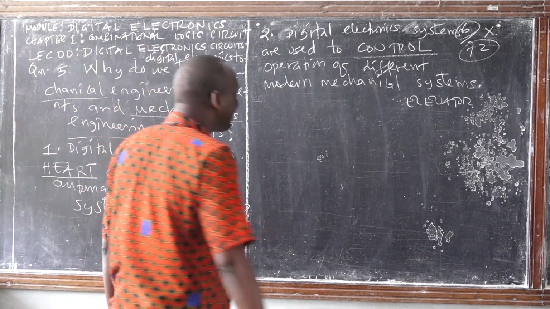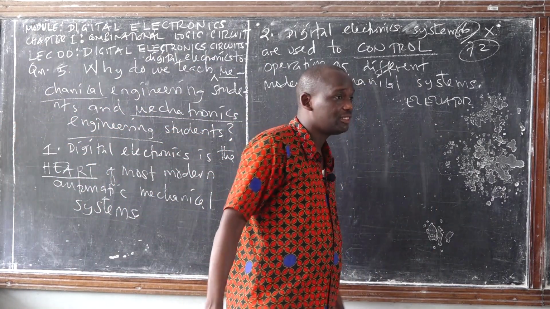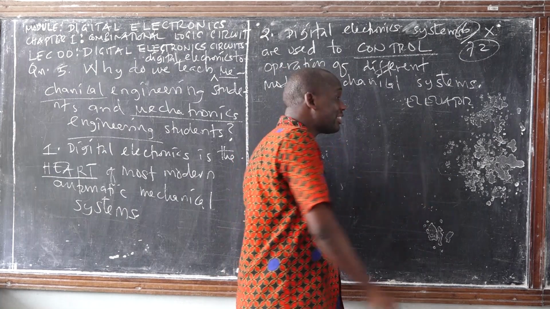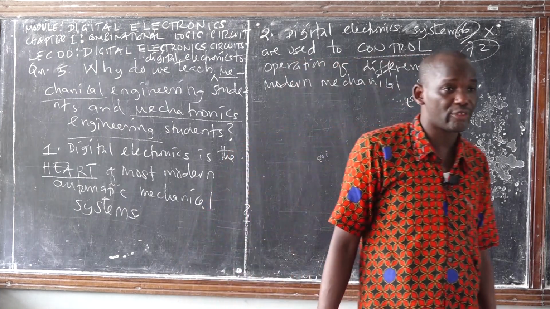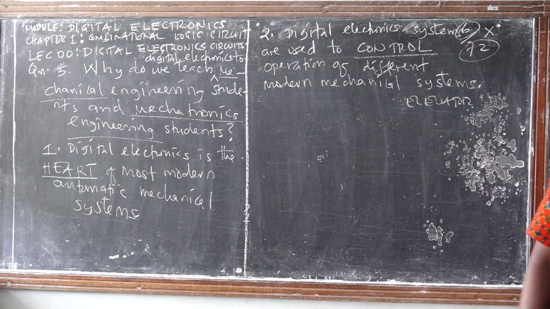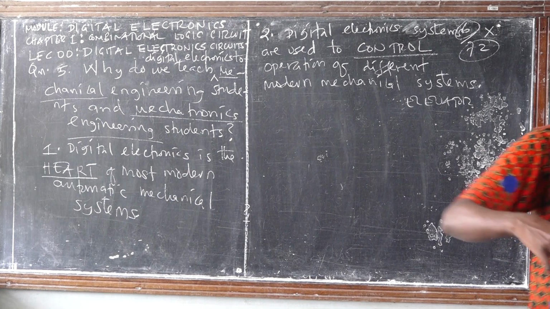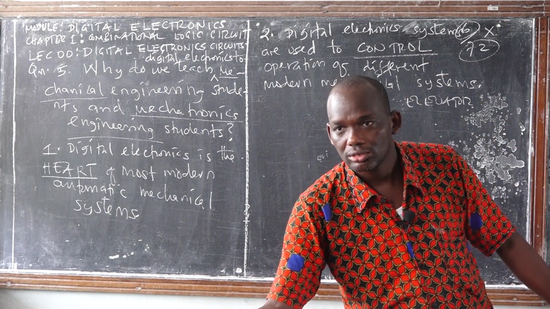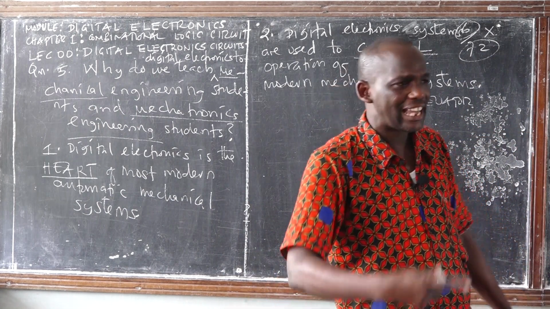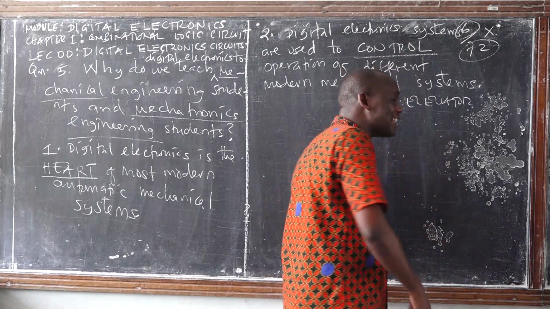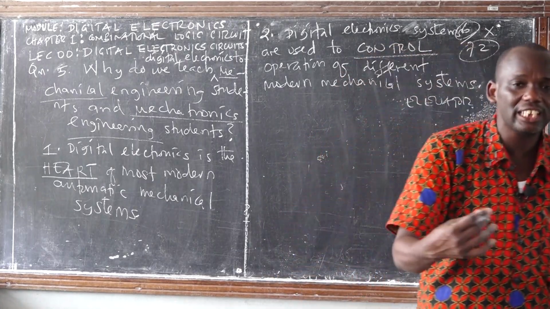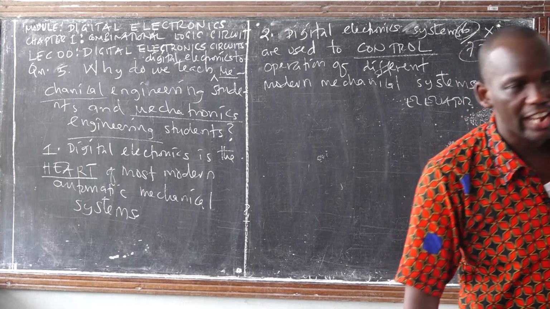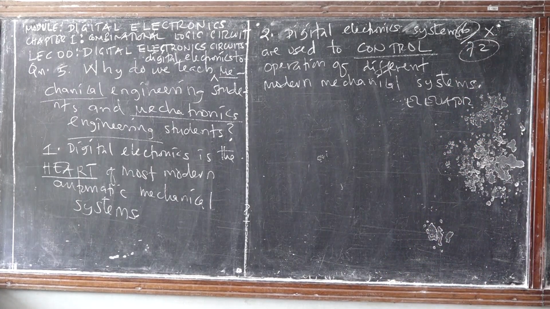The way the elevator operates, in case we had elevators without digital electronics, we would not have fast elevators like the ones we have nowadays. That's another example of a modern mechanical system. When you say modern mechanical system, it means the main part is mechanical. Are we together? Another example: we have automatic gear cars and manual gear cars.